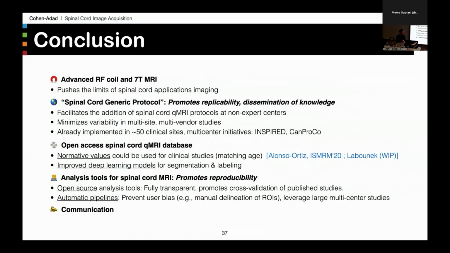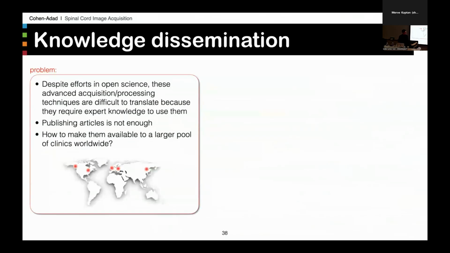And having those automated pipelines obviously also makes it much easier to run pipelines across hundreds and thousands of subjects. And then finally, all those technologies are nice, but they are difficult to grasp. It requires quite a lot of expertise to implement them into your routine, and that's why communication is important. Publication is not enough. If you read an article, you're not going to implement all those technologies in 2 days. It's not going to happen.